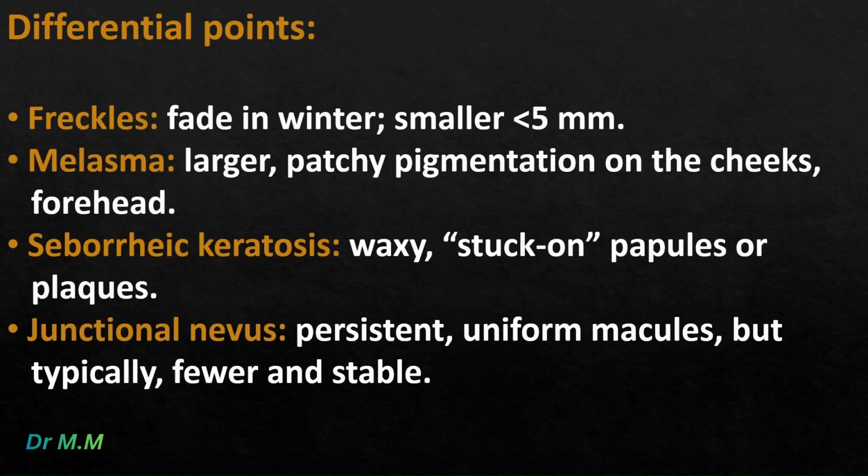Differential points include freckles, which fade in winter and are smaller than 5 mm; melasma, a large patchy pigmentation on the cheeks and forehead; seborrheic keratosis, which is waxy, stuck-on papules or plaques; and junctional nevus, which are persistent uniform macules but typically few and stable.